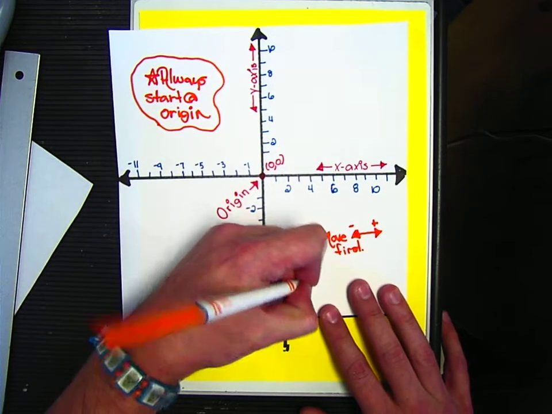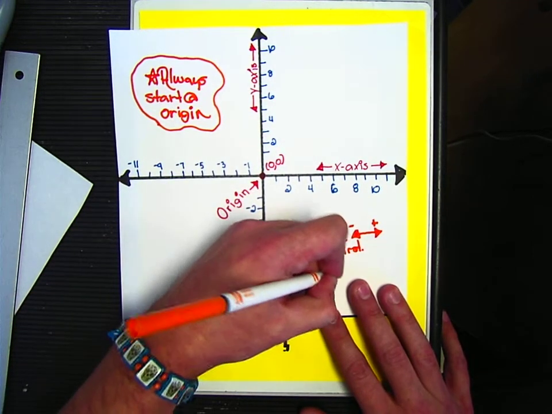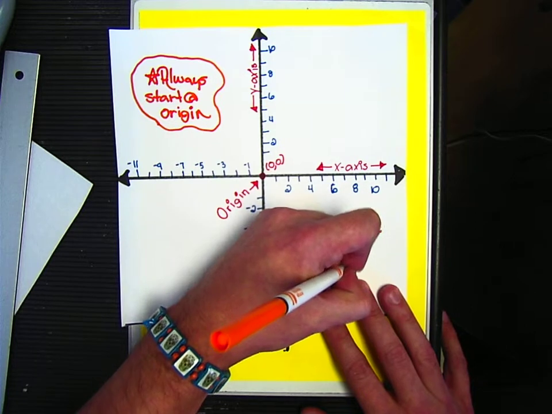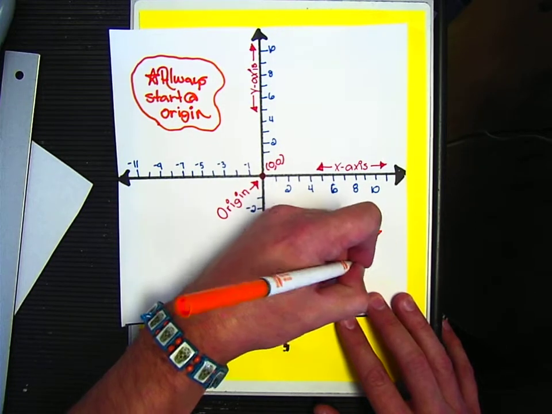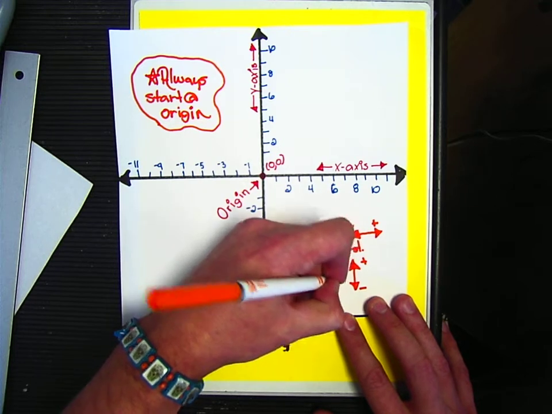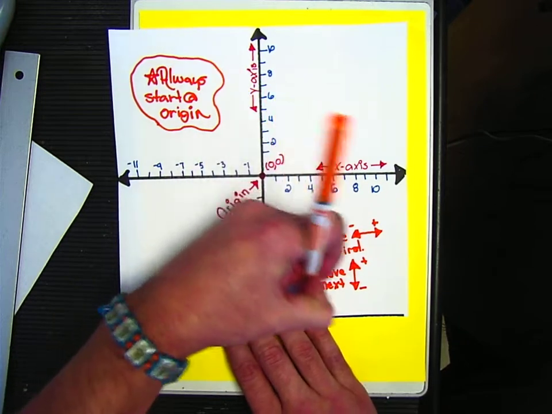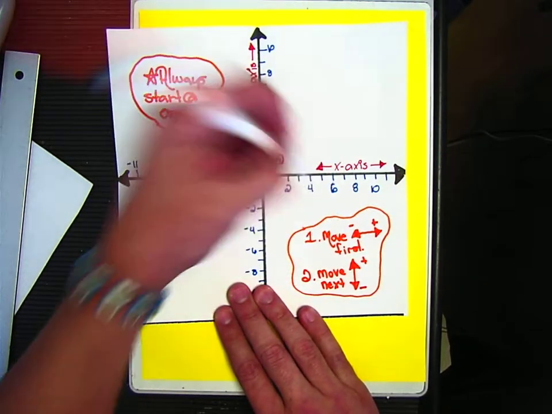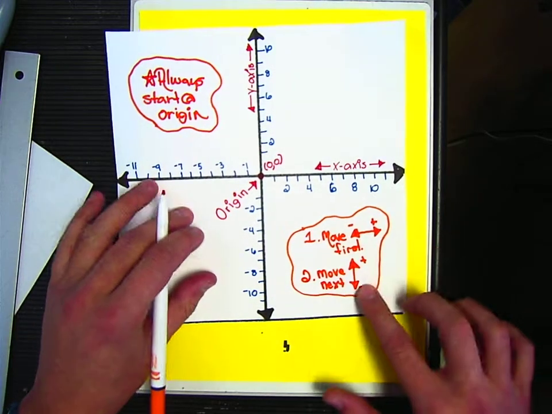And then finally we move up or down. Positive up, negative down, next. So those are our two main rules for graphing points and plotting points. It's always sideways and then up and down.